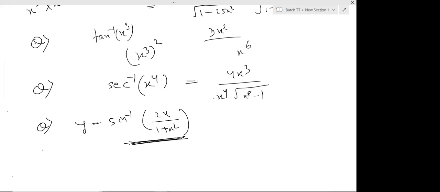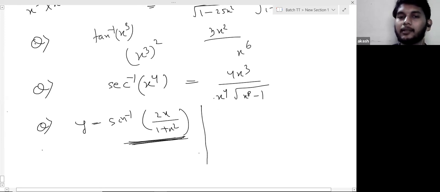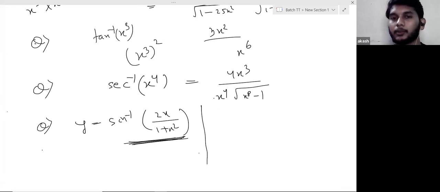What is the formula of tan 2 theta? 2 tan theta by 1 plus tan square theta. Yes, absolutely right. So how to solve this? If you have not solved inverse trigo functions clearly, then you will face a lot of issues in this topic. So you should be extremely familiar with those formulas to solve this type of questions.